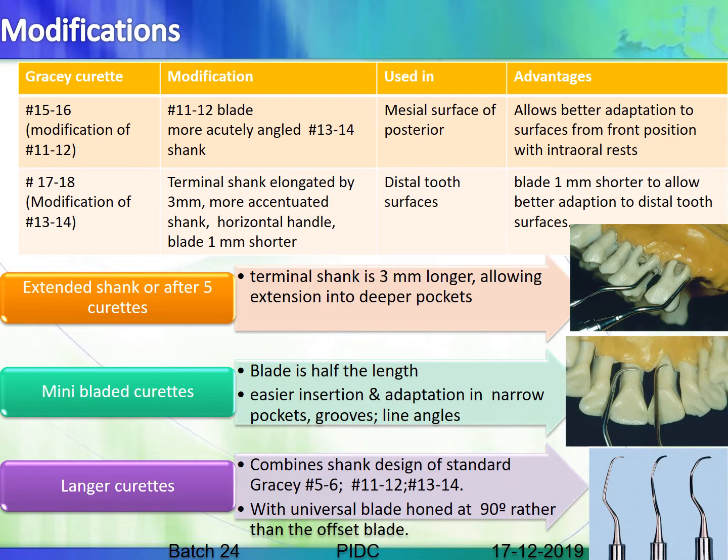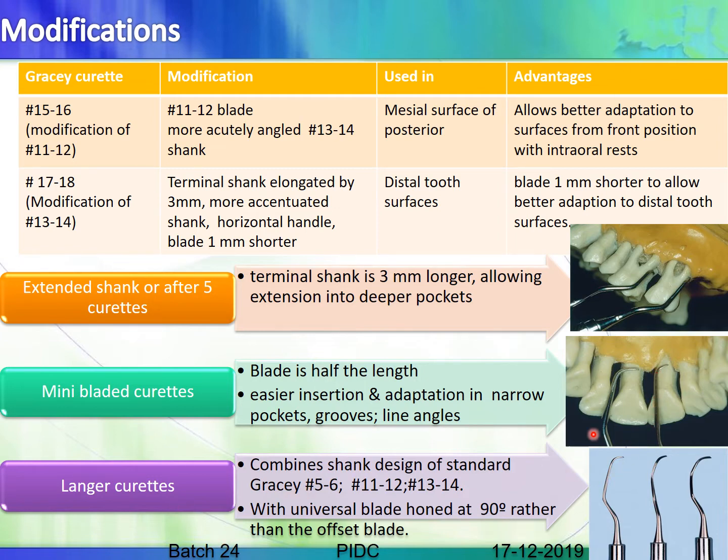There's an extended shank or an after-five curette, wherein this is an extended shank curette. So you can see that the terminal shank is increased by 3 mm when compared to the normal Gracey curette. And a mini-bladed curette is one in which the blade is reduced to half its length so that it can be easily inserted into the narrow pockets, grooves, and lines.